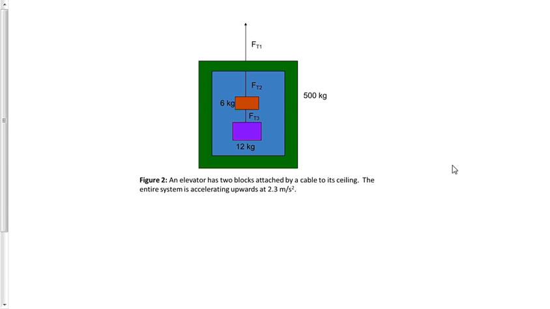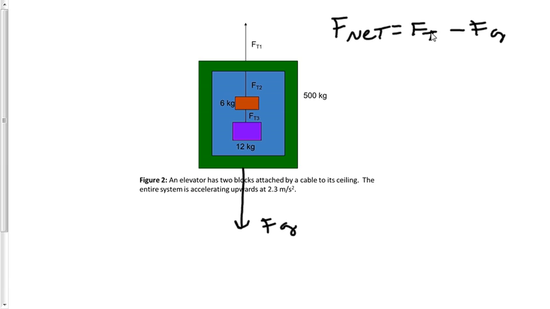In an elevator question, we need to consider again what forces would be acting on the elevator as it accelerates upwards or downwards. Force tensions, in this case, will be pointing upwards, and force gravity will be pointing downwards. We see that there are three tension forces in this example: force tension 1, force tension 2, and force tension 3. They will all follow a similar pattern as this. The force net will equal force tension minus force gravity. What will change is what the tension force is acting on.